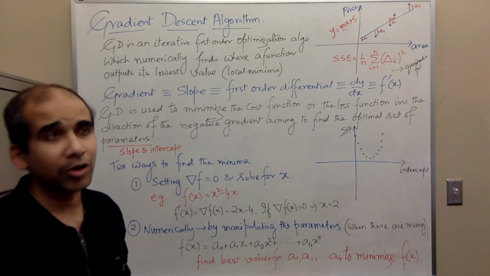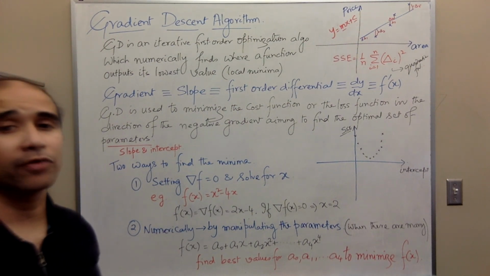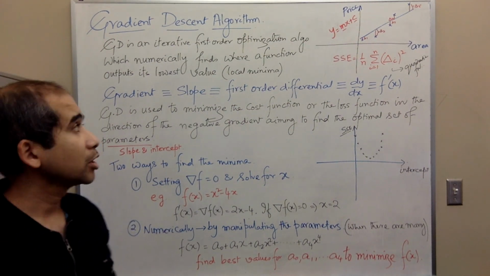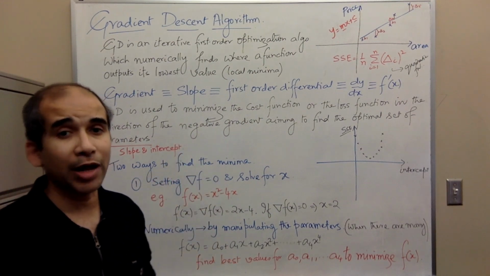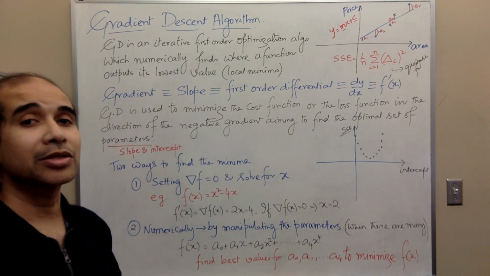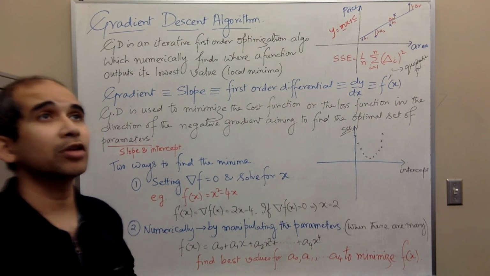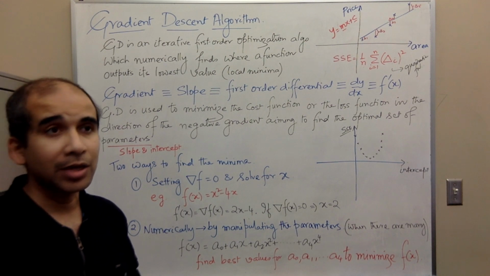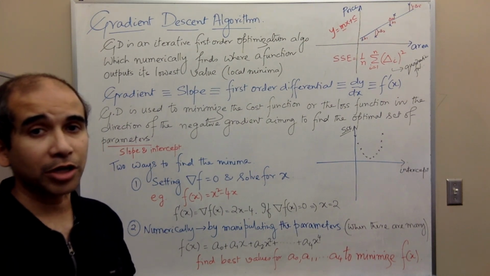So what is a gradient? Gradient is nothing but a slope, or you call it first order derivative or differential. You can represent it as dy/dx or f prime x. So there are different ways of saying a gradient. So here when we say gradient descent, that means we are trying to find out in which direction the gradient is decreasing, okay, for a function.